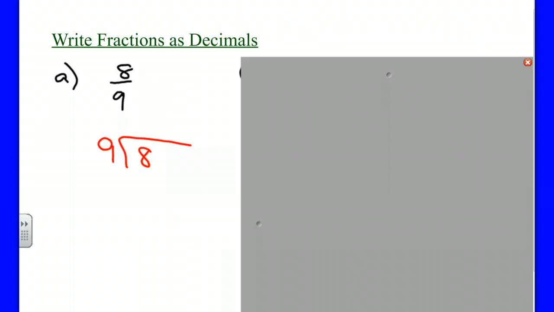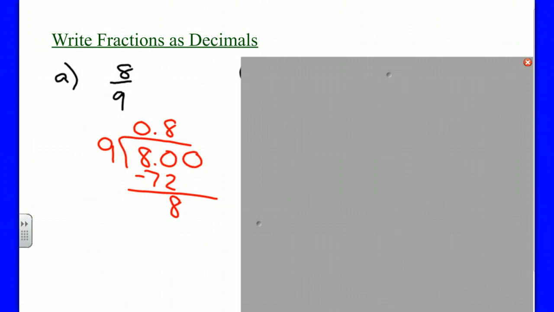And can 9 go into the 8? So if it can't go in, we could put a 0 in that place. And now remember, we're going to add a 0 and so on. So how many times is 9 going into 80? Colin? 72. Okay, so 9 times 8 is 72, he says. And then what do we get next? 8, a remainder of 8. So we could do this again. 9 goes into 80 how many times? 8 times 72. And do you see we're having a repeating remainder, aren't we?